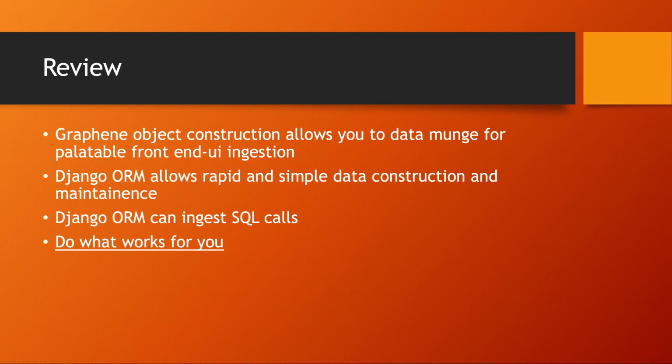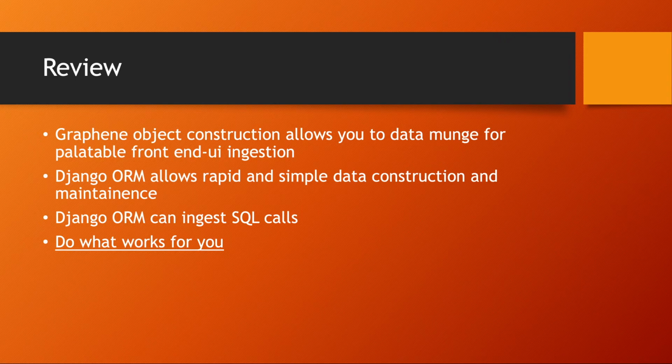So anyway, review really quick. Graphene object construction allows you to data munge for palatable front-end UI ingestion. When you create that, within that schema, you can build stuff that's easy to use on your front end. And then Django ORM has a bunch of tools to just make data construction really easy. If you're on small or medium-sized applications, or if you just want a toy project up, you can really quickly get your data model up, or even not a complete data model up. There are some Django migration tools that make maintaining your database, I think, a little bit easier. You can build that all very rapidly in Django ORM.